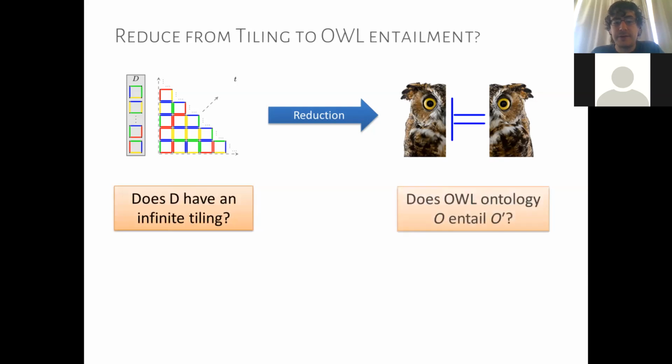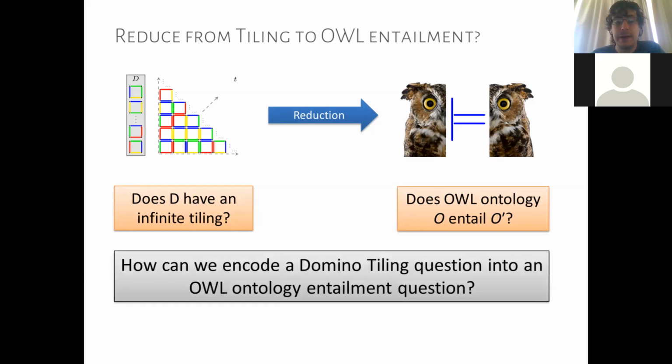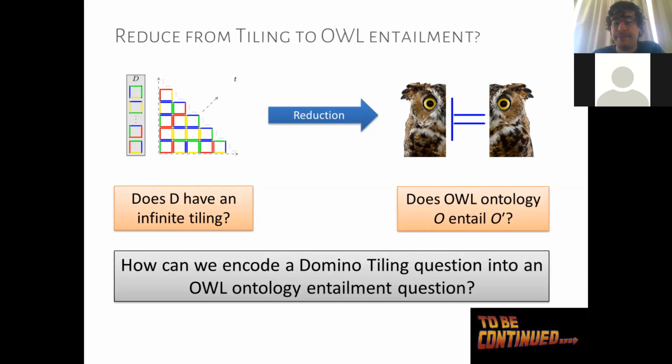So what does it mean? We can reduce a question of does D have an infinite tiling to a question of does our ontology O entail O prime. So how can we do this? How can we encode this? We will talk about that in the next class, and then we'll talk about different types of reasoning algorithms that we can apply.